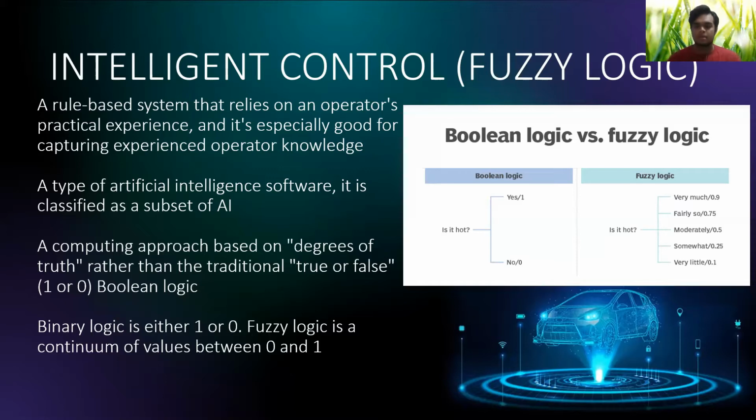From the image shown there, you can see the difference between Boolean logic and fuzzy logic. Binary logic is either 1 or 0, while fuzzy logic is a continuum of values between 0 and 1. For example, an application of fuzzy logic is measuring a certain degree of hotness. With Boolean logic, it is either hot or it is not. But with fuzzy logic, it can be segregated into different degrees of hotness: very much, fairly, moderate, somewhat, or very little. So this is a brief introduction to the intelligent control, which is fuzzy logic.